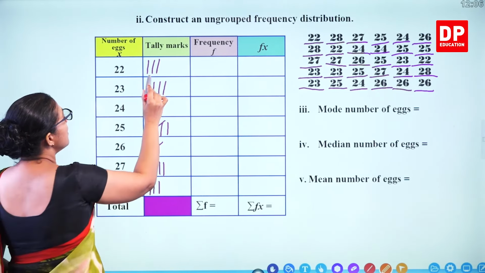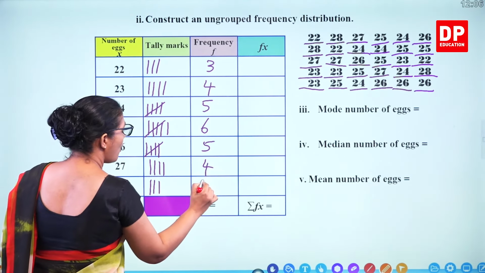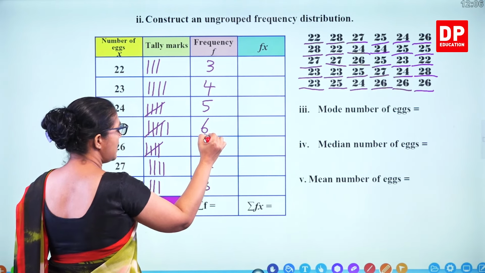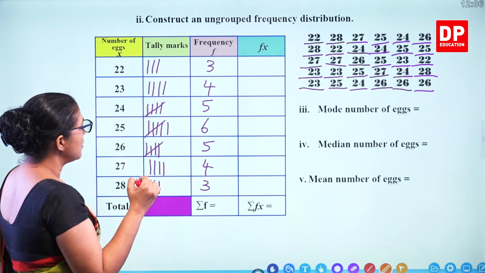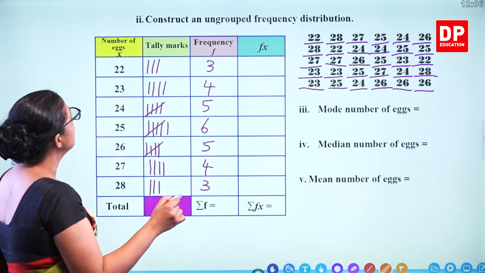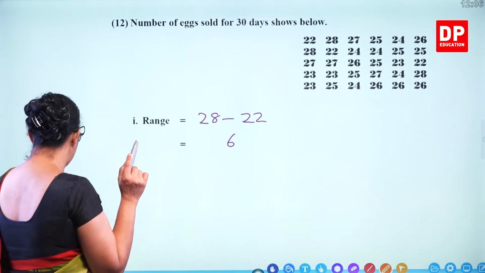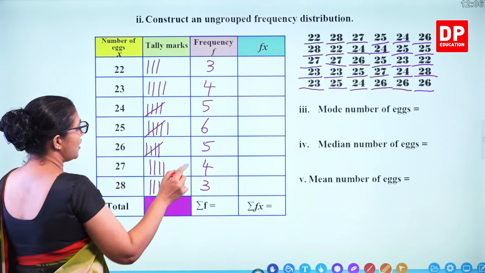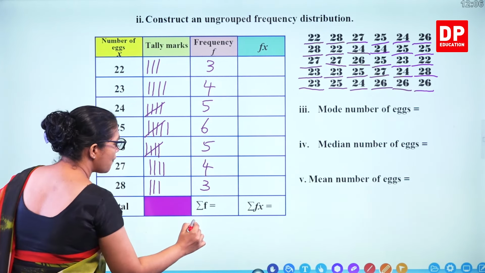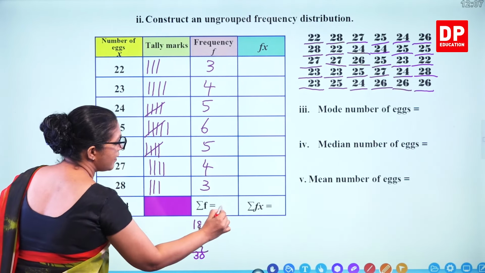Now we can count. 3, 4, 5, 5 and 1, 6, 5 here, 4, 3. So what's the total? 7 plus 5, 12, 18. 18 plus 5, 21. 21 plus 4, 25 plus 3, 28. Again we'll check. It says 30 days, so the total should be 30. We'll check it again. 7 plus 5, 12. 12 plus 6, 18. 18 plus 5, 23. 23 plus 7, that's 30. That's correct.